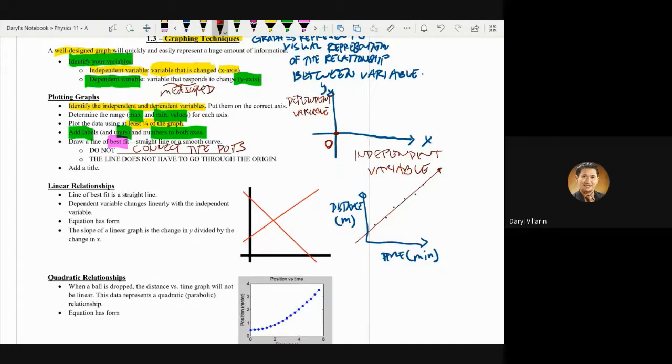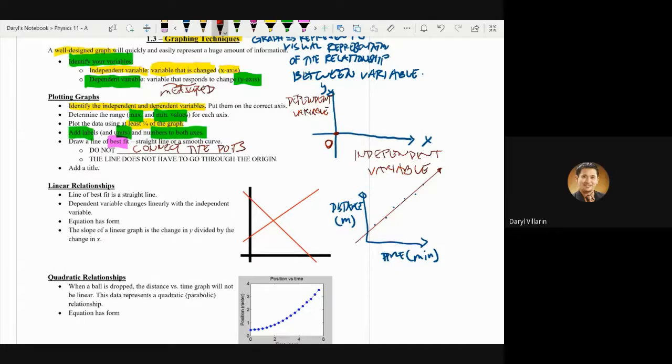Again, do not connect the dots. Just try to examine what would be the best curve that fits your data points. So if it's a straight line, draw a straight line. If it is a quadratic, draw a quadratic form. If it is radical, then you draw a radical function.